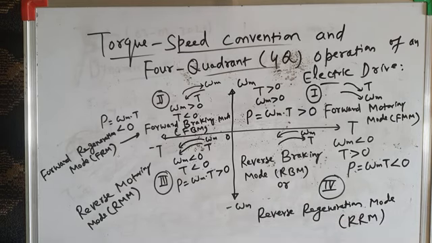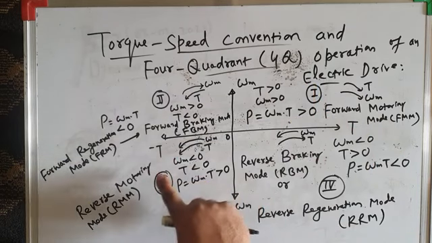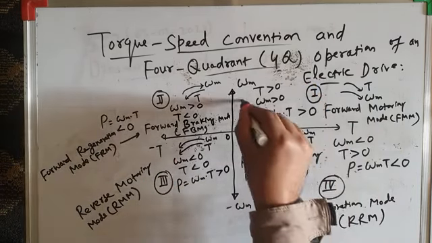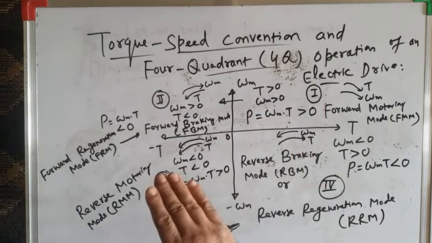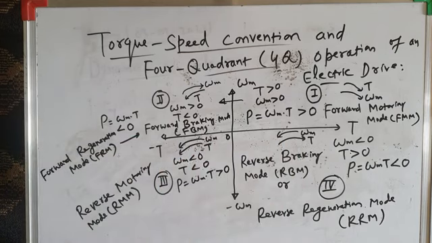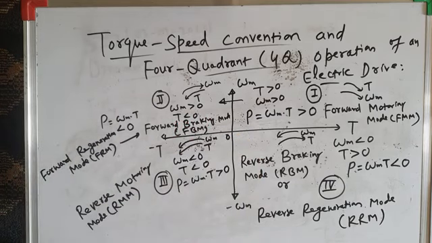RRM. So this is the 4-quadrant operation of an electric drive. You can operate your electric drive in forward motoring mode or in the reverse motoring mode. While going from forward motoring mode to reverse motoring mode, you have to go via forward regeneration mode, brake the motor first, stop it. While braking the motor, the braking energy should not be wasted, it should be supplied back to the source. So that happens in quadrant 2, which is the forward regeneration mode.